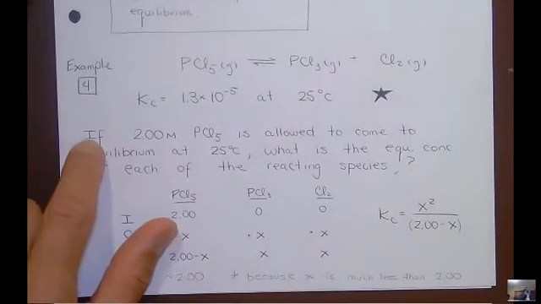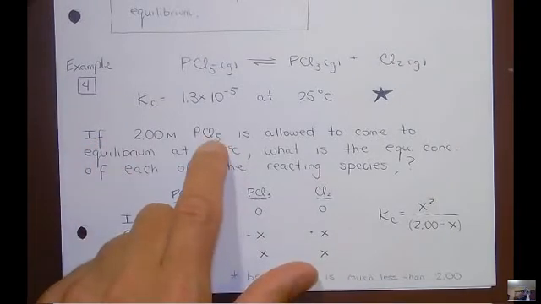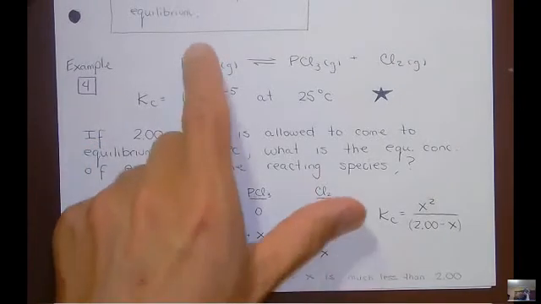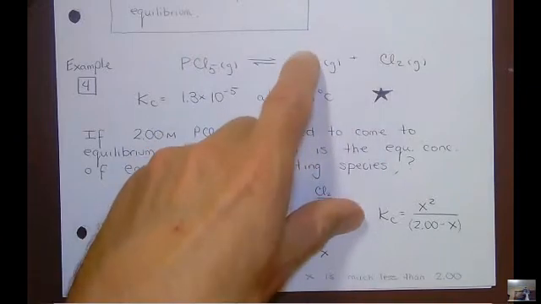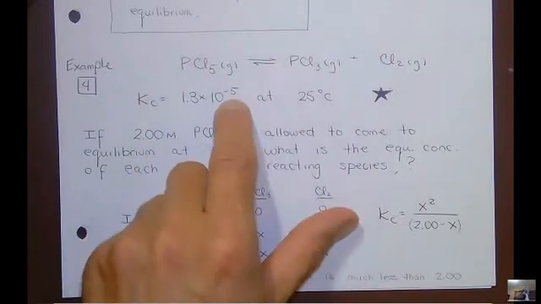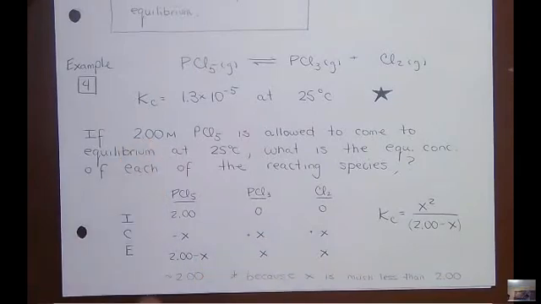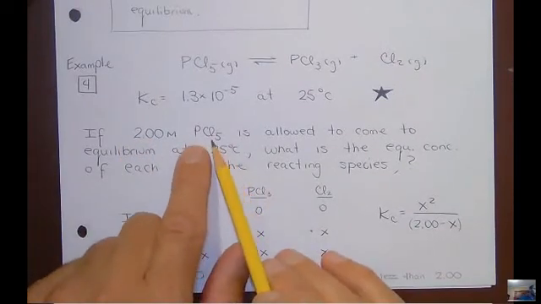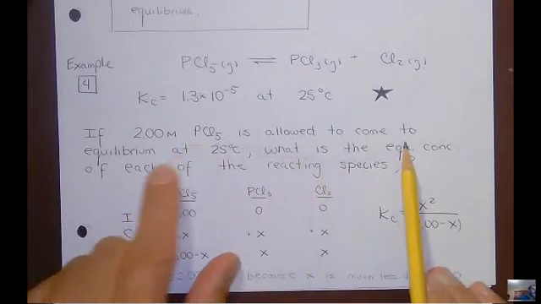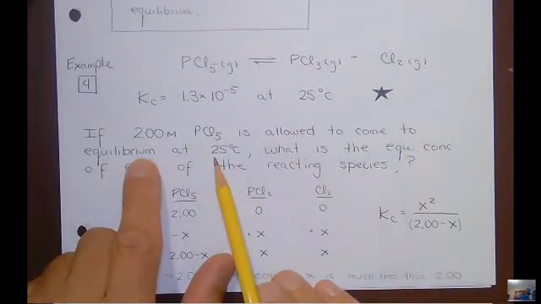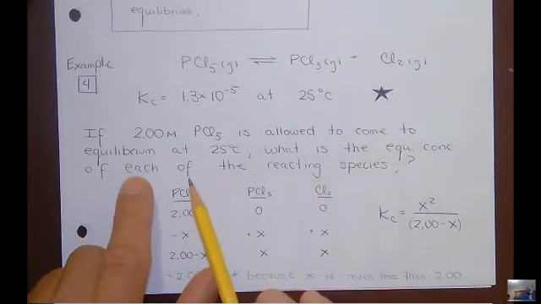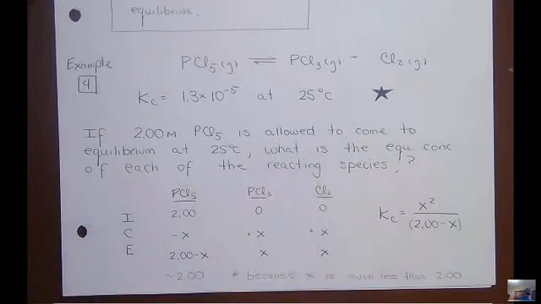Okay, let's look at our example. So we know that if I only start out with phosphorus pentachloride, which I'm going to in this case, it has to go to the right, but it's only going to go to the right a little bit because my equilibrium constant is so small. So let's see what it says. It says if 2.0 molar phosphorus pentachloride is allowed to come to equilibrium at 25 degrees, what is the equilibrium concentration of each of the species?